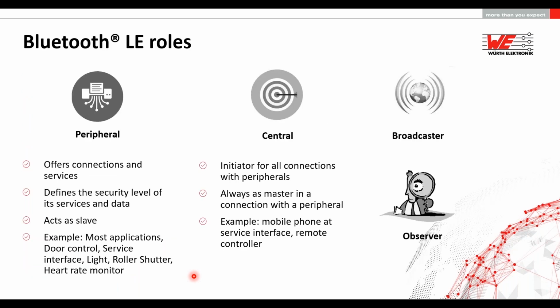A little bit on Bluetooth roles. You have the peripheral role, central role. These are the 2 primary roles of a Bluetooth connection. The peripheral is a device that offers certain services. For example, a loudspeaker, a Bluetooth speaker is a peripheral device. On the other hand, a mobile phone or a smartphone which connects to your Bluetooth speaker is a central device.